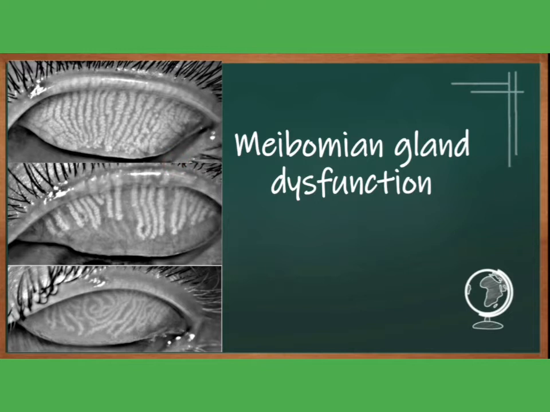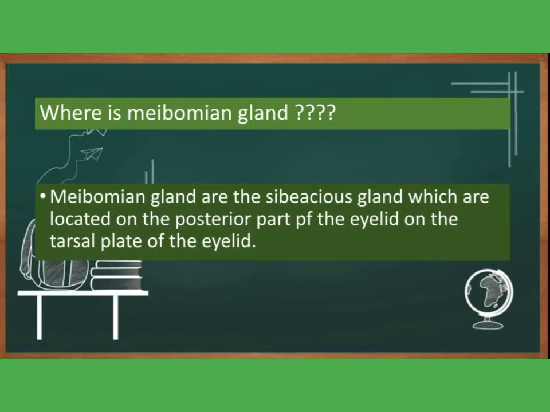Yes, you are right. So it is the tarsal conjunctiva. Okay. So here you can see some tortuosity of the Meibomian gland. Why it is happening and how to manage it, that we are going to discuss today. So let's start. So the Meibomian gland, where is it located?